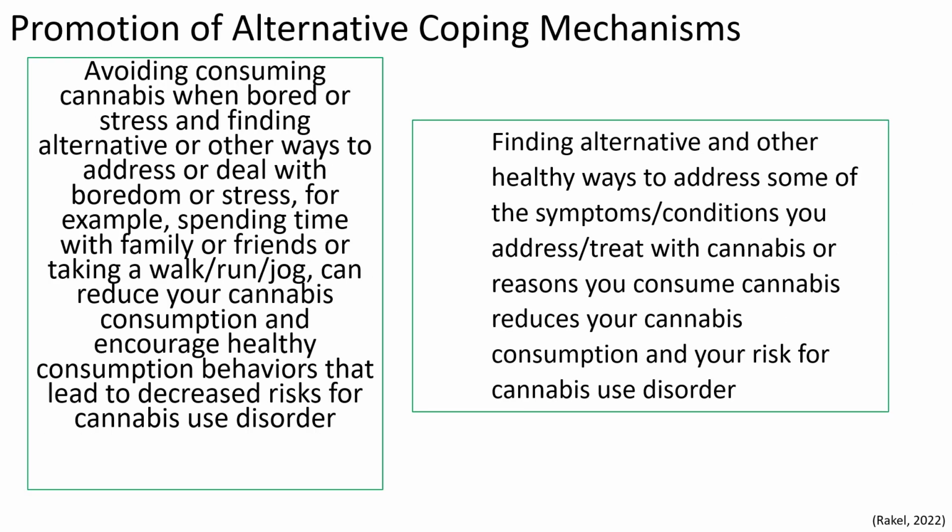Promotion of alternative coping mechanisms. Finding alternative and other healthy ways to address some of the symptoms or conditions you treat with cannabis, or reasons you consume cannabis, reduces your cannabis consumption and your risk for cannabis use disorder. Avoid consuming cannabis when bored or stressed, and find other ways to deal with boredom or stress, for example, spending time with family or friends or taking a walk or run or jog. This can reduce your cannabis consumption and encourage healthy consumption behaviors that lead to decreased risk for cannabis use disorder.